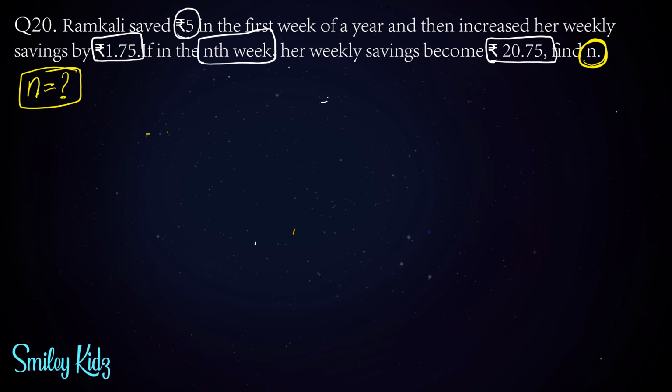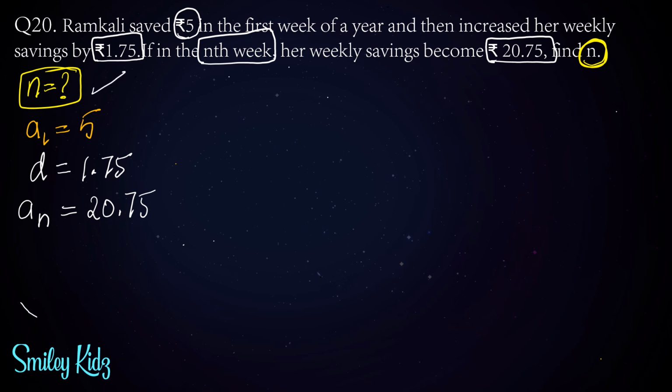Then Ramkali saved rupees 5 in the first week. That means A1 is 5. The first term is 5. Then she increased her weekly savings by rupees 1.75. That means every week 1.75 is increasing. That means the common difference is 1.75. The statements itself say most of the things in the word problems, isn't it? So then, if in the nth week her weekly savings become rupees 20.75, that means AN is equal to 20.75. And N is something we are going to find out.